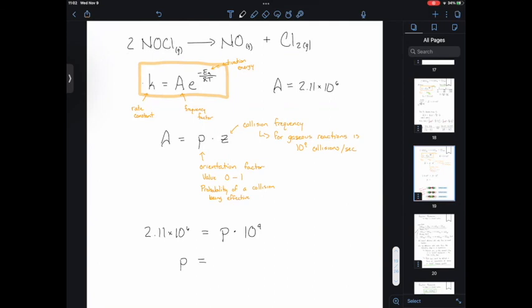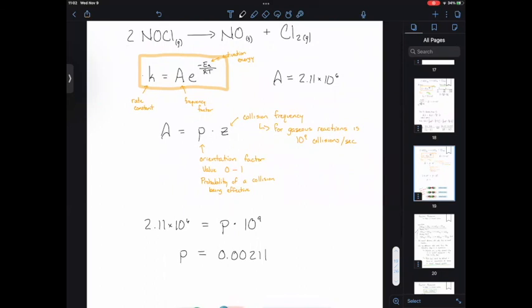0.00211. All right, so that's the fraction of collisions, or we can put it in a percent form by multiplying by 100. 0.21% of collisions are effective.